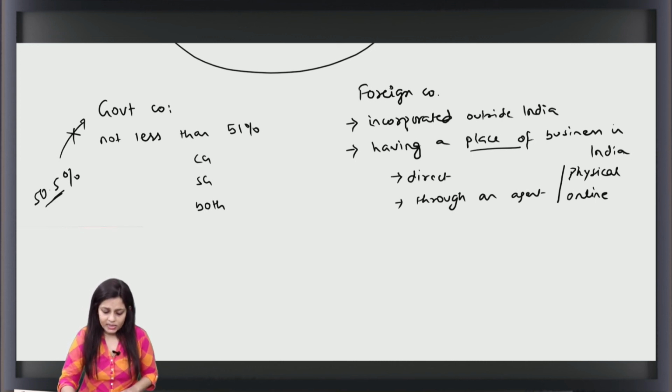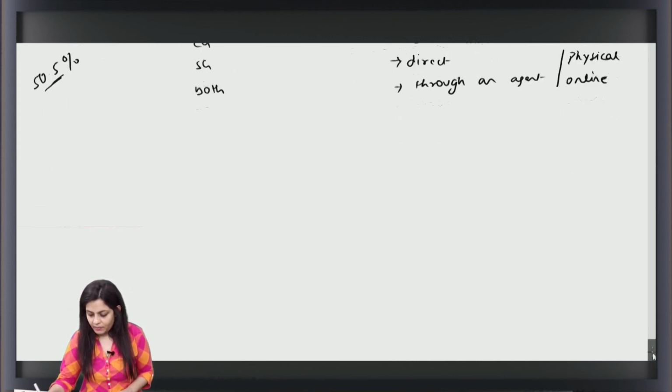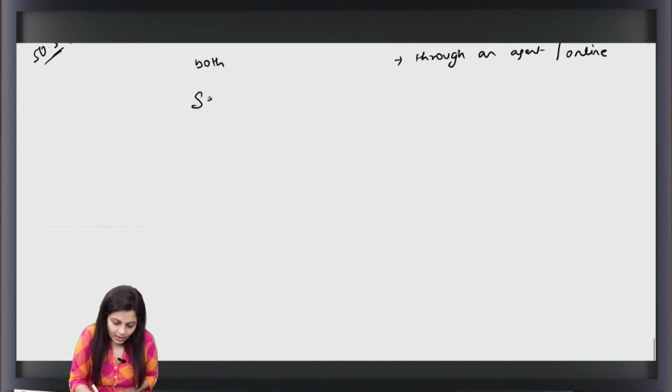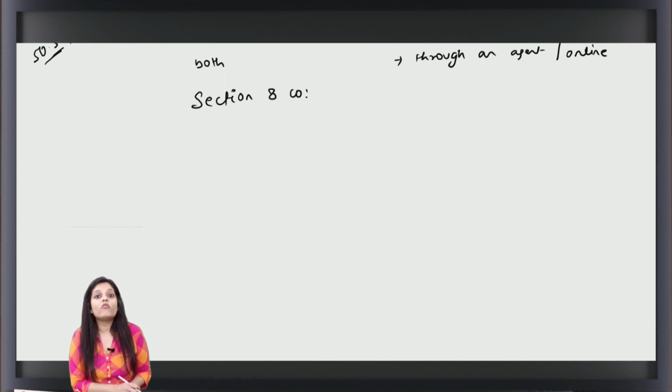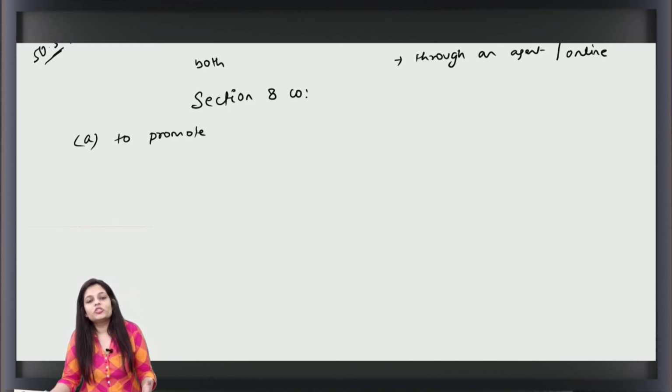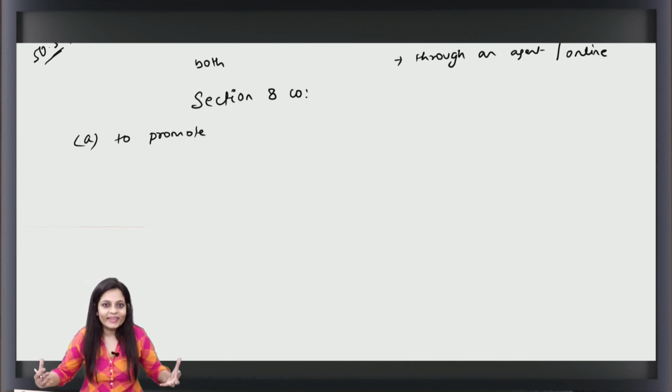And now the last part of the discussion, which is about the Section 8 company. What is a Section 8 company? I already told you a Section 8 company is a non-profit organization. The motive of this company is not to earn profit. So what is the objective? The objective of this company is to promote science, art, religion, charity, commerce, technology. I mean, not all of these together, any one of it.